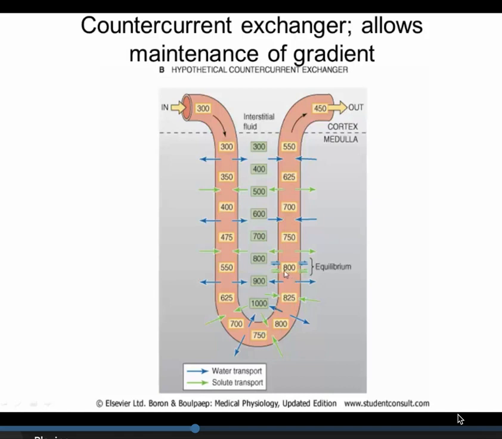Again, the blood is dilute relative to the concentrated interstitium until it reaches this equilibrium point where interstitial and blood osmolalities are equal. After that, as blood continues towards the cortex, we now have a reversal of the gradient across the wall, with the osmolarity of the blood being higher than the osmolarity of the interstitium. So at this point, water is taken up and solute is returned to the interstitium.